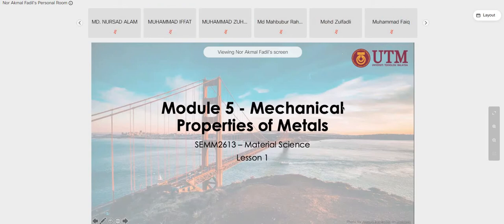If you take a system design, there is one subtopic on the method selection. In the method selection, basically you should have knowledge of all the mechanical properties of metals, so that you can make a decision when you select materials.